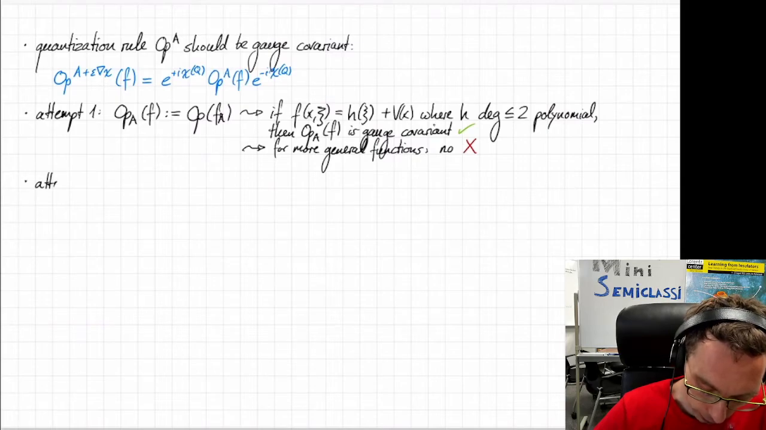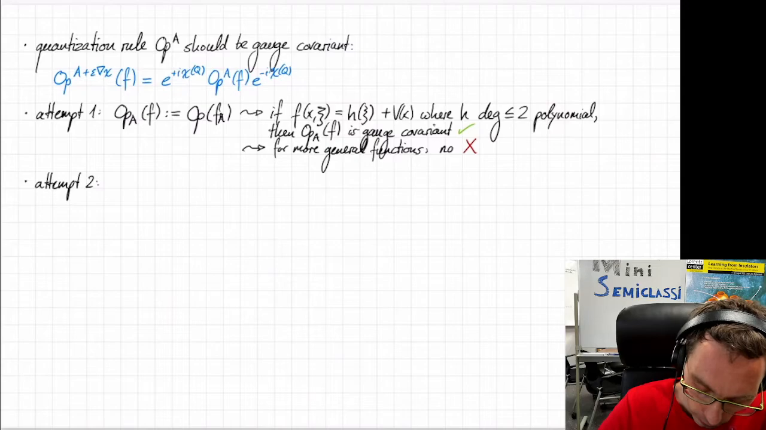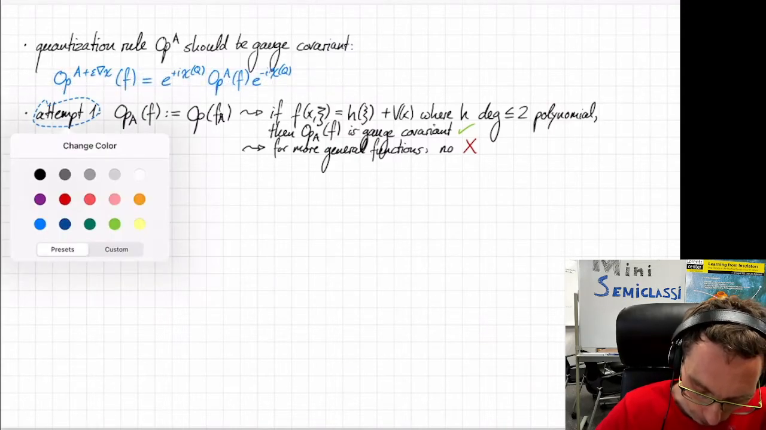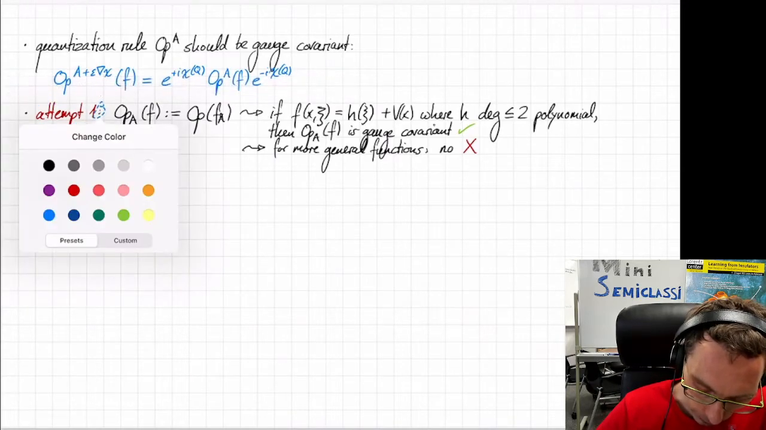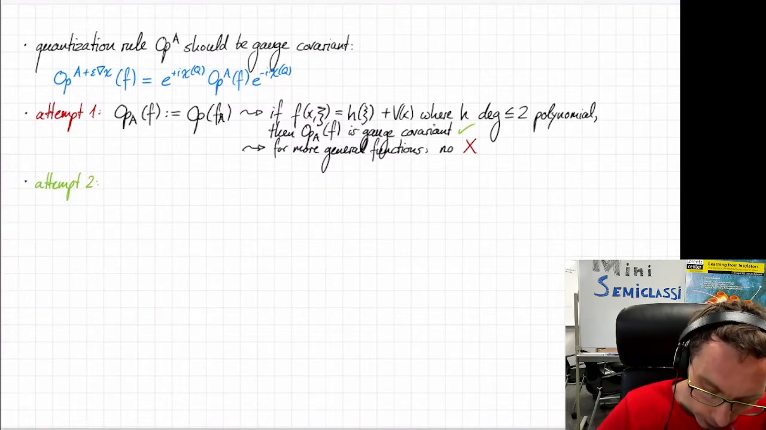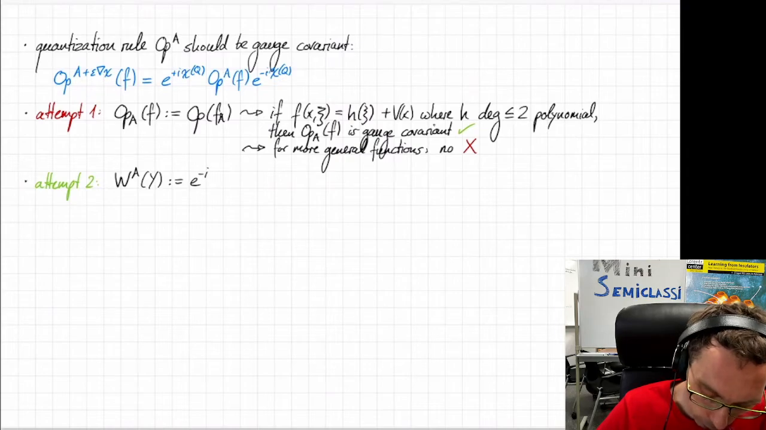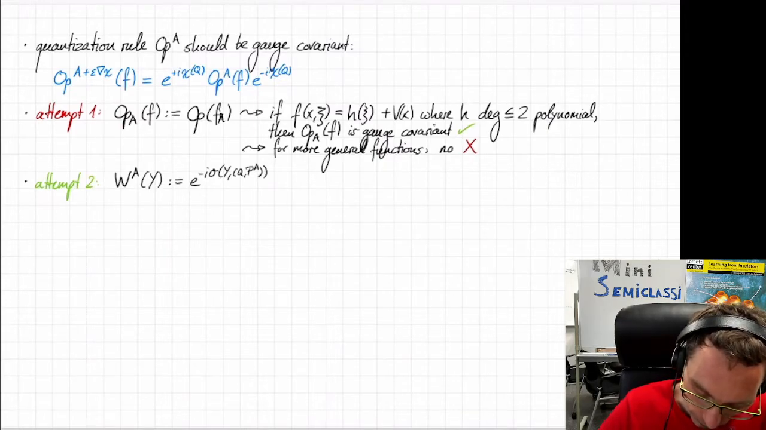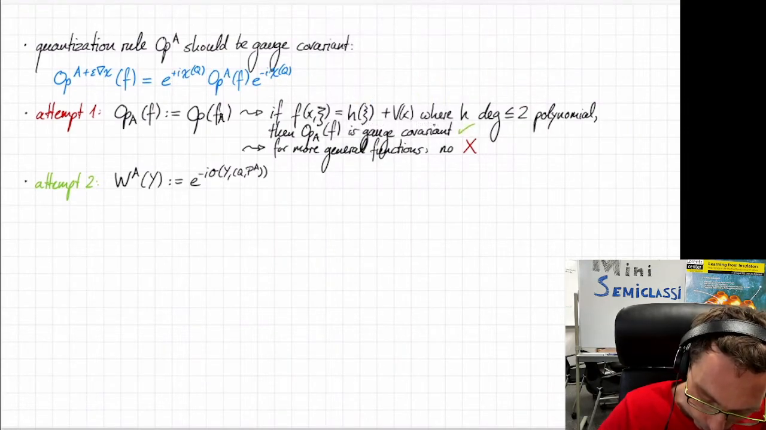I've presented regular Weyl calculus in such a way that you can already guess the good solution. So let me make attempt 1 red, because this turns out to be a bad idea, and let's make attempt 2 green, because this is a good idea. And what we do here is we define the magnetic Weyl system not with the usual momentum operator, but with the kinetic momentum operator. So the difference, just in case you have a hard time seeing it, let me make it orange, is here. So here you're using the kinetic momentum.